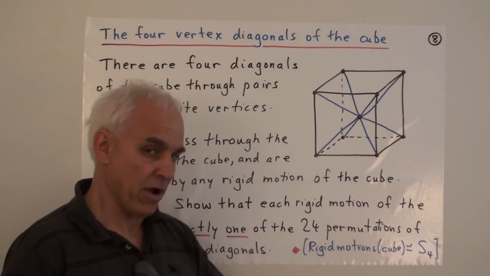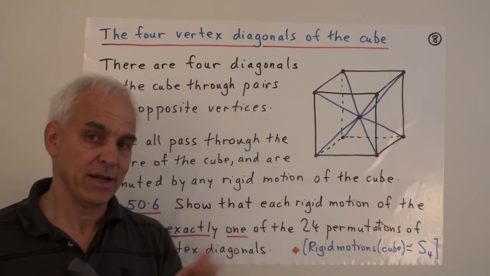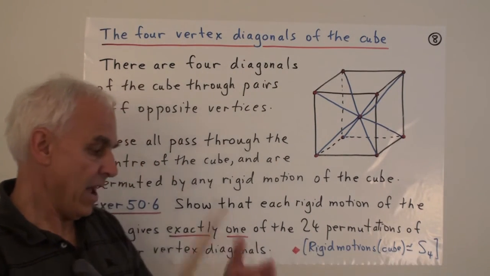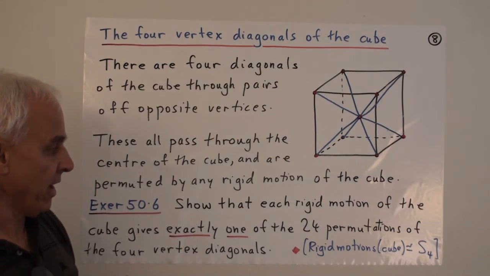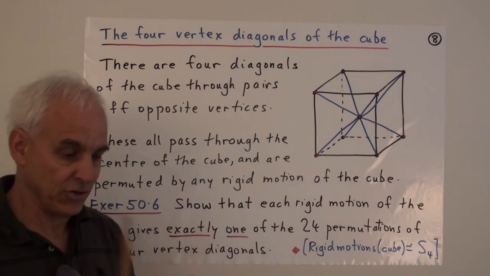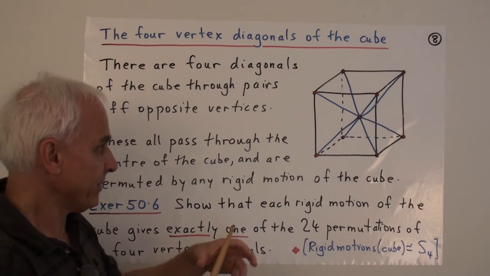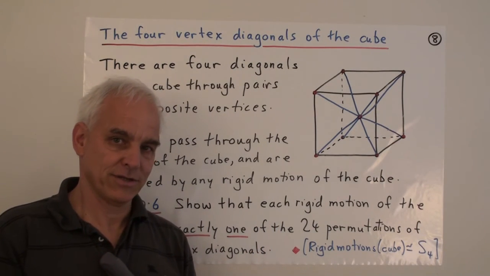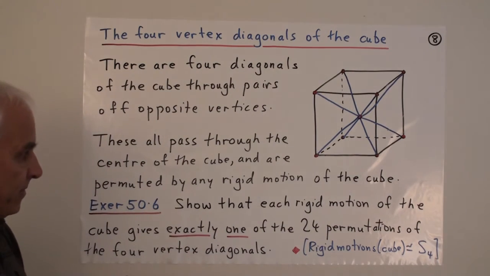S4 is the symmetric group on 4 objects. We talked about S3 last time, so this is going up a little bit in complexity, but the algebra is similar and gives us a very concrete control of the geometry or the algebra of these rigid motions. So give this some thought.